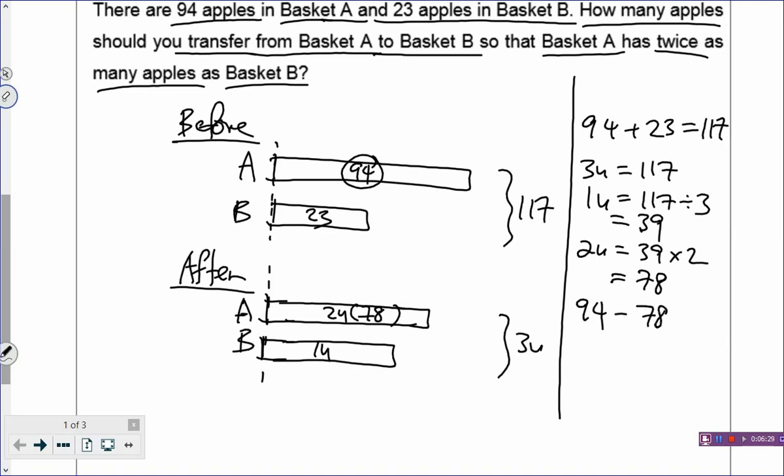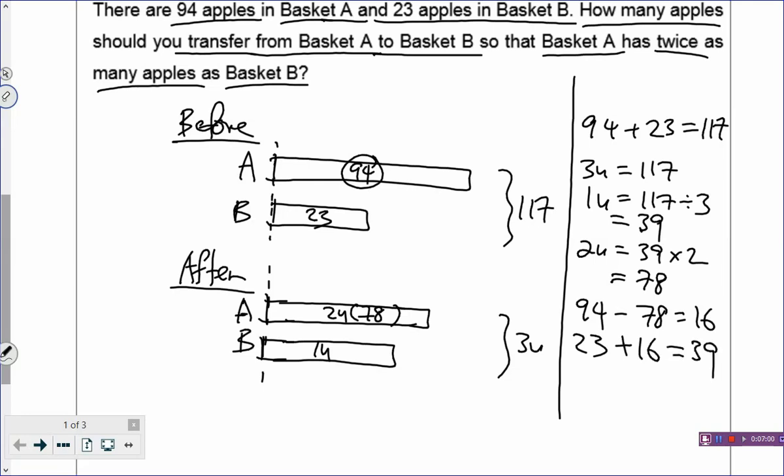So you must have taken out, so you minus. How many have you taken out? 94 minus 78, and you have taken out 16. How do you do a quick check whether your answer is correct? If you have taken out 16 from A and put into B, then B should have 16 more. Let's look at B. B has 23 at first, and you put 16 apples into B. So you plus 16, and you will get 39.